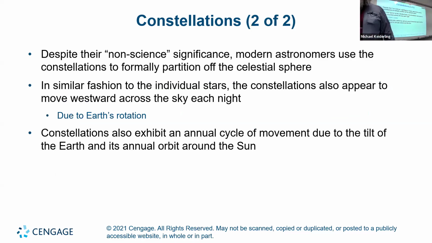So in a similar fashion to individual stars, the constellations also appear to move westward across the sky each night. This is due to Earth's rotation. And they also exhibit an annual cycle of motion due to the tilt of the Earth and its annual orbit around the sun. But yeah, it's just a way to partition the sky.